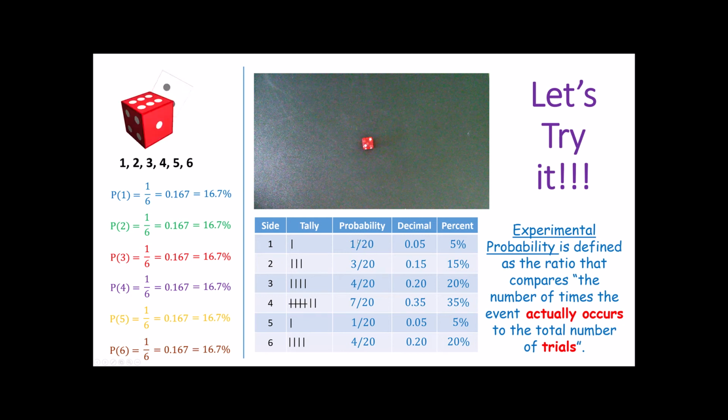So if I had rolled this 200 times, or 2,000 times, or 20,000 times, or 2,000,000 times, what I would expect to happen is I would expect that eventually these tally marks would even out. Eventually, over a long period of time, you would see each of these fractions get closer and closer to being equal to 1/6, or 0.167, or 16.7%.